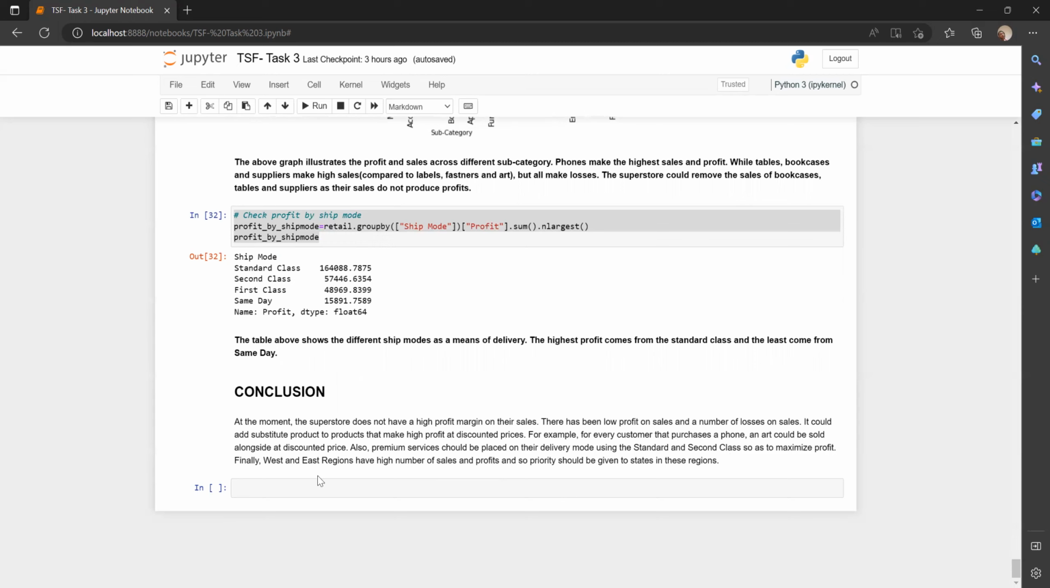Finally, the West and East regions have the high number of sales and profits, and so priority should be given to states in this region.